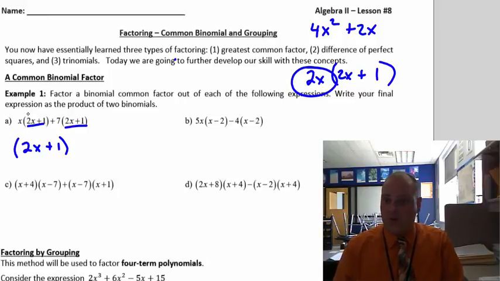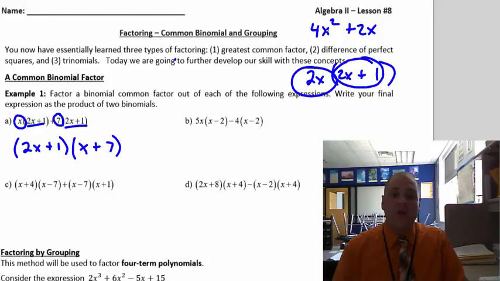What's left over here? If I take 2x plus 1 and divide by 2x plus 1, what am I left with? I'm left with just x. What's left over here? 2x plus 1 divided by 2x plus 1, what am I left with? I'm left with 7. So I'm left with x plus 7. See how it's the exact same thing as what you did over here? You were left with 2x and 1; here you're left with x and 7. So I take 2x plus 1, my common factor, and x plus 7 is my leftover.